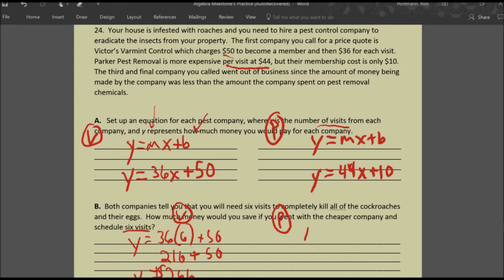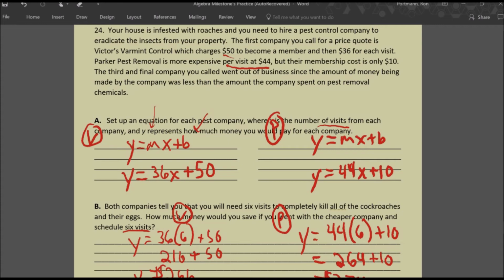For 6 visits, you're going to say $44 every visit, but you only had to pay $10 up front, so you're going to add 10 to that. So we're going to say 44 times 6 plus 10. 6 times 4 is 24 plus 2, 25, 26. I got 264. Is that what you got? Yeah. And then we're going to add 10 to that. Get $274.